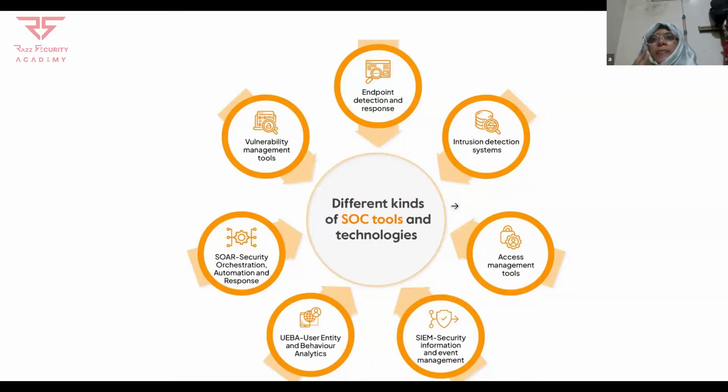Now let me tell you, touch wood, I don't get a ransomware attack, but if I do get a ransomware attack in my system, if it is a locker ransomware, then what would I be doing? The first thing I would do is remove the connections. There I try to detect from which endpoint it has come, and then I remove my connections. Second thing is, if I have deployed an intrusion detection system, it will give me an alert. And then access control, access management tools.